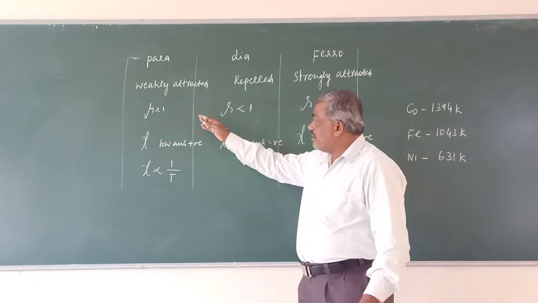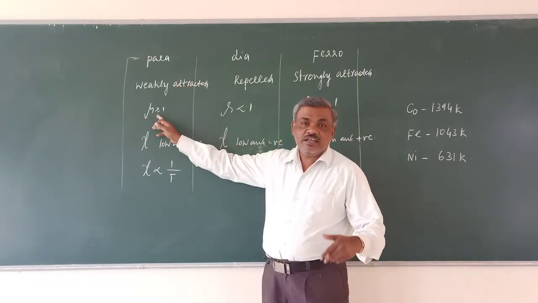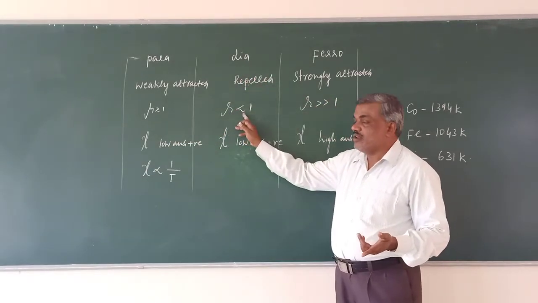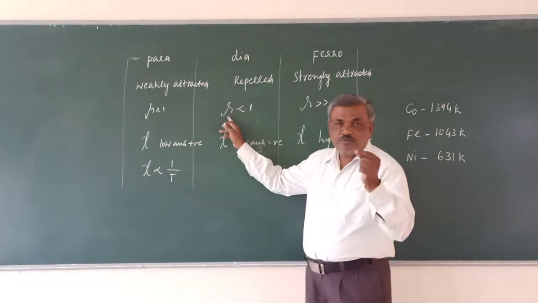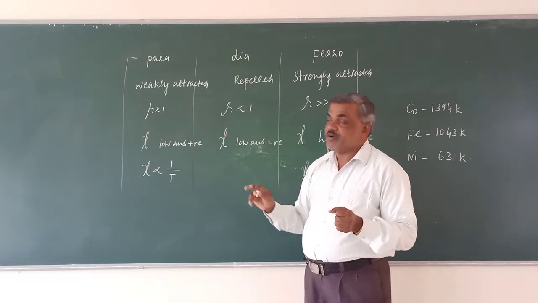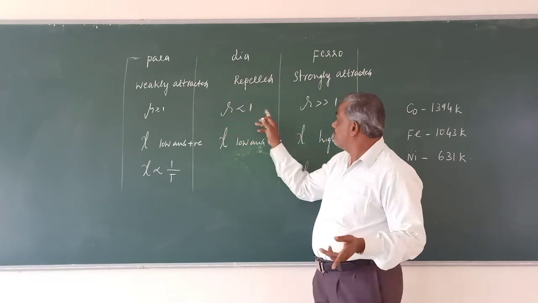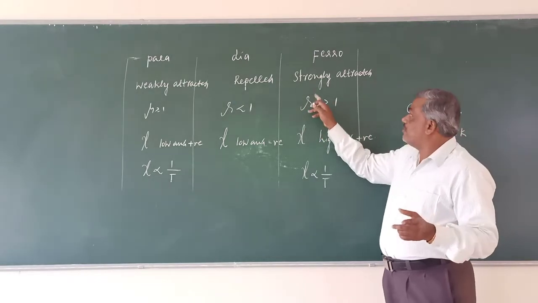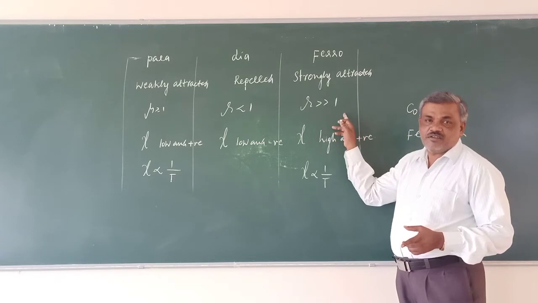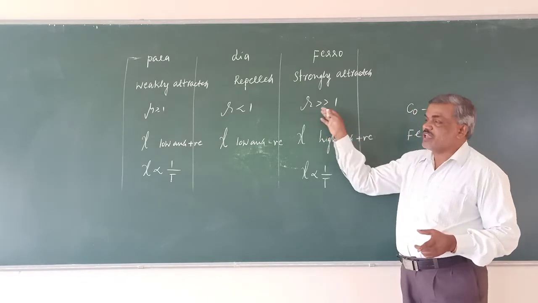So after the first point, permeability. The permeability of a paramagnetic material is slightly greater than 1. The permeability of a diamagnetic material is less than 1. Here the symbol mu represents the permeability of magnetic materials. The permeability of ferromagnetic materials is very much greater than 1. This is the second point.